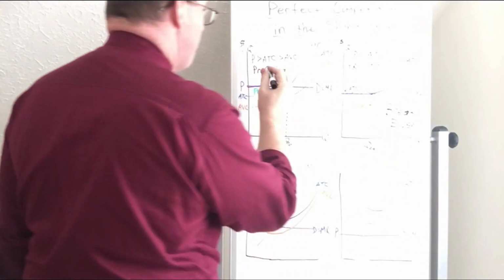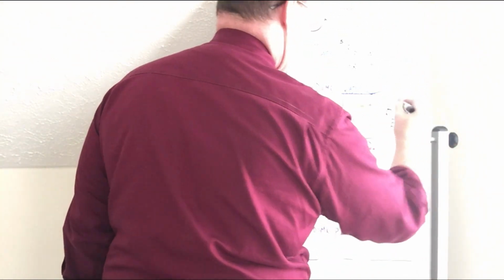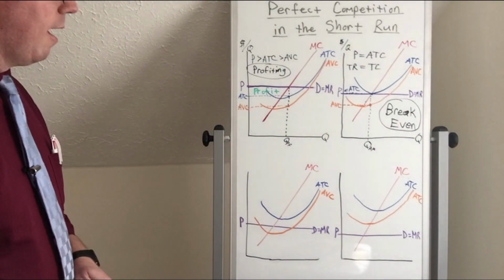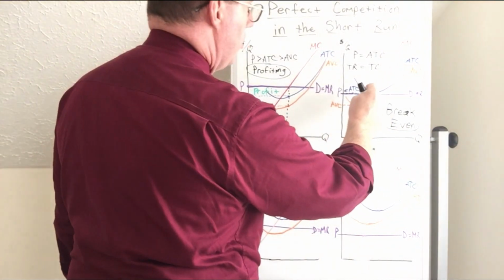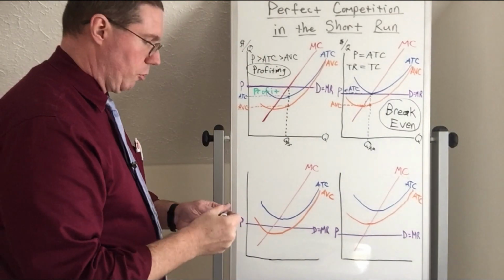Okay? So this one is profiting. This circumstance is profiting. This one right here is breaking even, and that's because average total cost is equal to price. This is profiting because price is greater than average total cost.